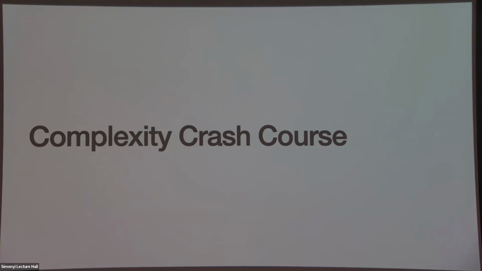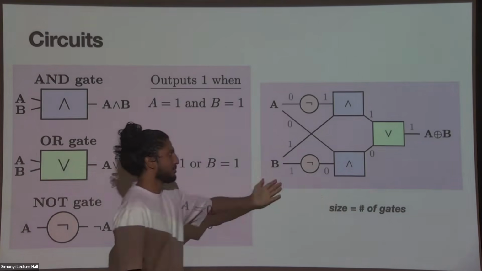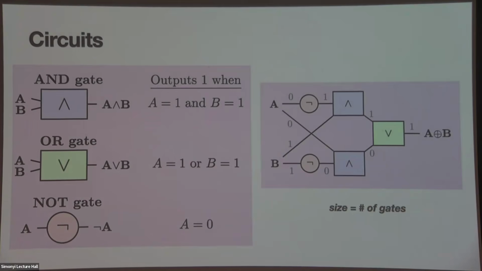So now I'm going to do a complexity crash course and then a crypto crash course. Okay. So complexity crash course. Good. Circuits. We all like circuits. In a circuit, you have a bunch of different gates. They compute simple operations, and then you can combine them to compute more things. And you talk about their size being the number of gates. Okay, we all love circuits. Okay, what do we need from complexity theory?